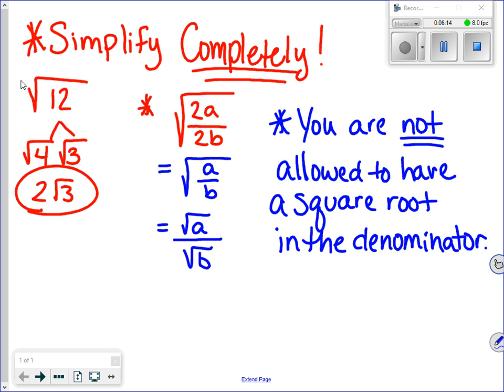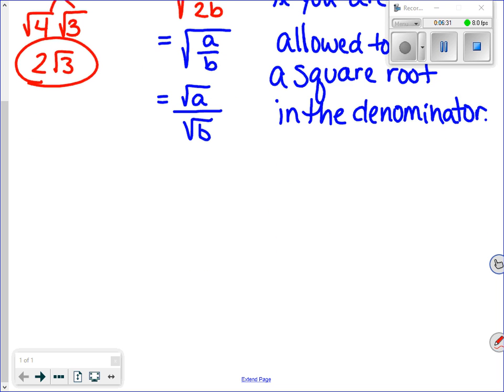One of the things you're going to look for when I said simplify completely is you're going to check every answer before you circle it and ask yourself, do I still have a square root in the denominator? If you still have a square root in the denominator, you are not done. Okay? So I don't know if you guys learned this back in Algebra 1, but it's called rationalizing the denominator.